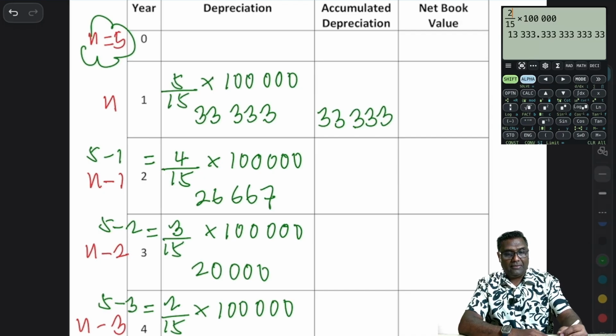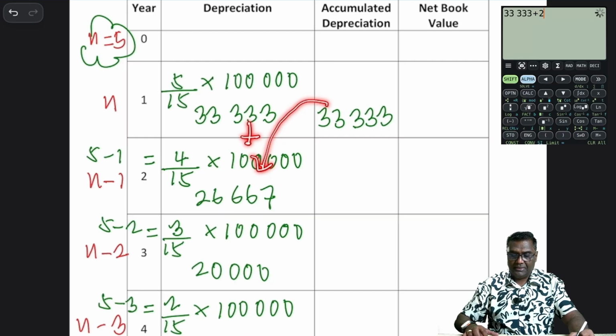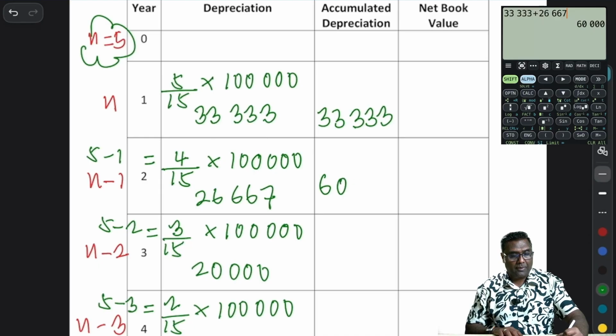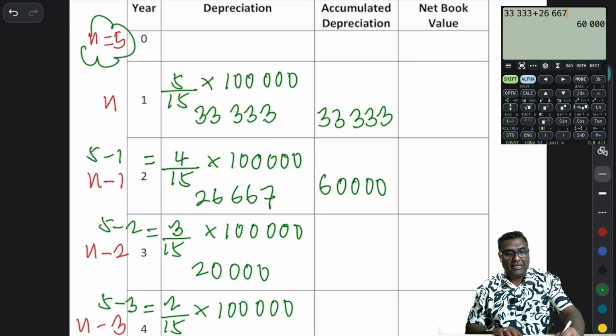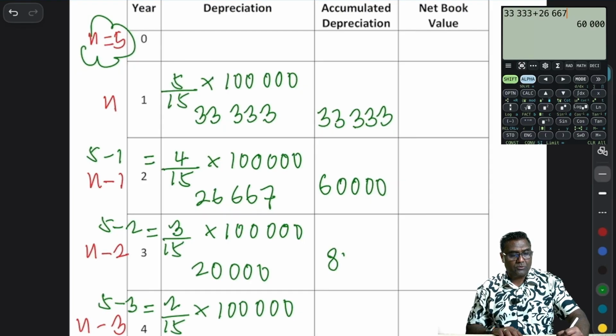Okay, next, I think you know, you take this and you plus. So I'm going to take 33,333 plus 26,667. You have 60,000. Next, plus. You have 80,000. Next, you plus. You have 93,333.